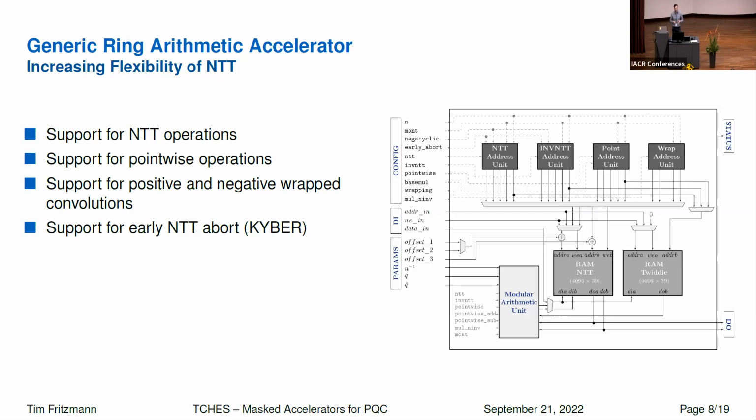The main computing element is the modular arithmetic unit in the lower corner. And so this unit supports all the NTT operations. It supports pointwise operations such as additions, subtractions, and multiplications, positive and negative wrapped convolutions, and also it supports the early NTT abort, which is especially used in Kyber. So we use the 4 address units in order to perform these operations, and to control the circuit, we have several input signals.